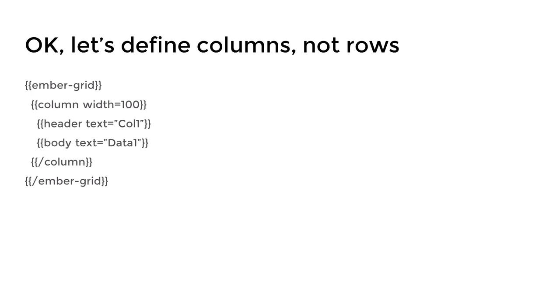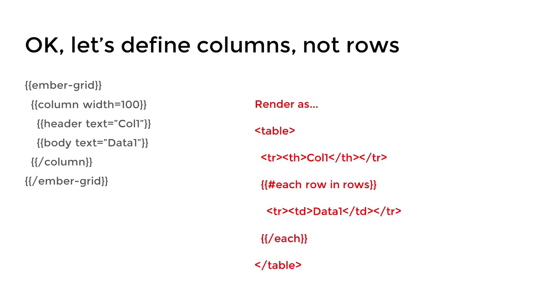So we've got a column component with a width, but only one width now. And in there, we have a header component and a body component. And that's great, except that when we render it, we want to render rows. So you don't have a one-to-one mapping between the components you want to write in your template and the way you'd actually want to generate the DOM.